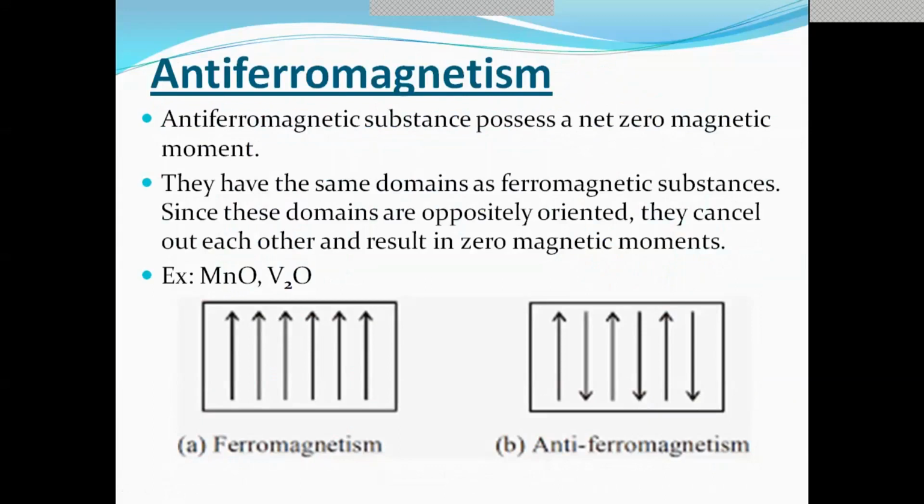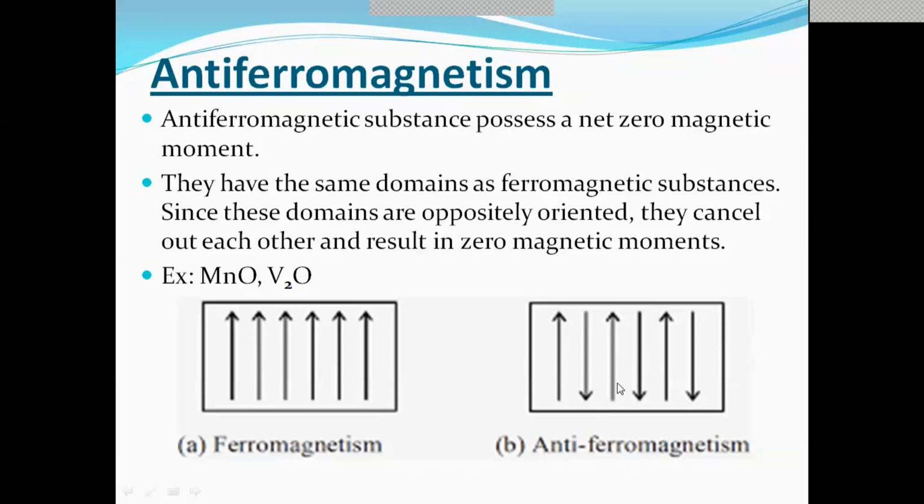The next type of magnetic property is antiferromagnetism. Antiferromagnetic substances possess a net zero magnetic moment. So even these antiferromagnetic substances possess domains, similar to ferromagnetic substances, but the directions of domains are in opposite directions, and therefore the resulting magnetic field will be zero. So here in picture A, you can see ferromagnetism where all domains are aligned in the upward direction. But in picture B, you can see antiferromagnetism where one arrow is upwards, the next arrow downwards, and therefore the magnetic moments of both of them cancel each other.